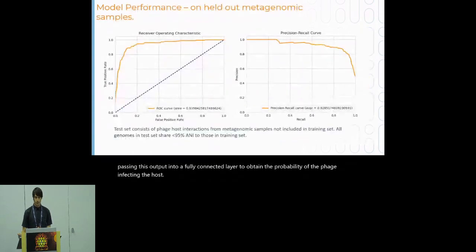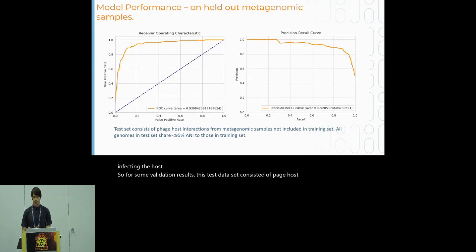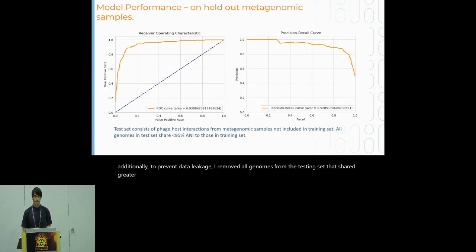So for some validation results, this test data set consisted of phage-host interactions taken from high-C metagenomic samples that were not included in the training set. Additionally, to prevent data leakage, I removed all genomes from the testing set that shared greater than 95% ANI with genomes in the training set. On this particular data set, we observed an AUC of 0.94 and an average precision of 0.93.